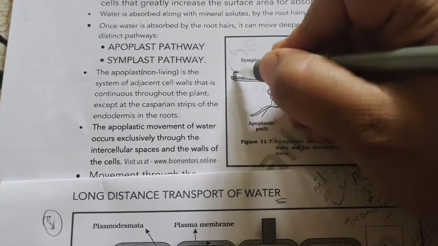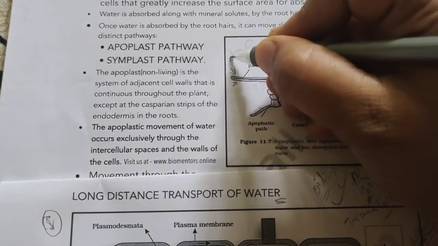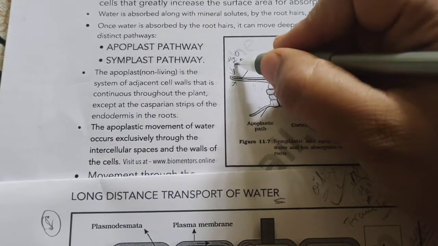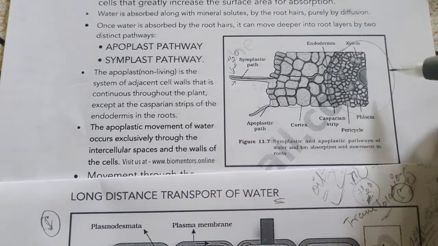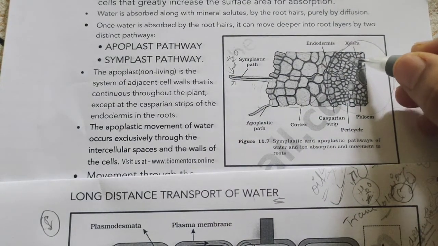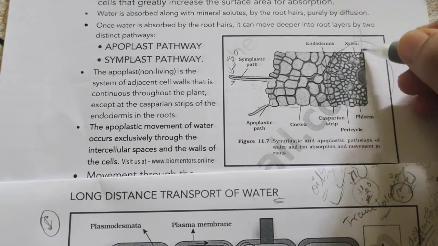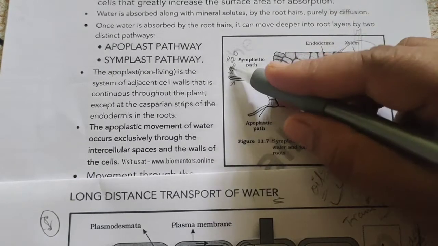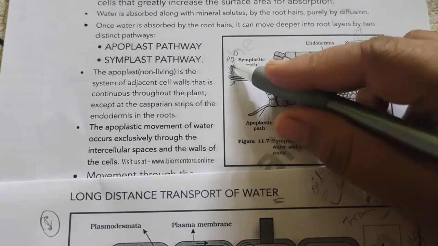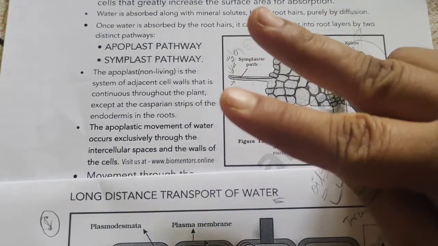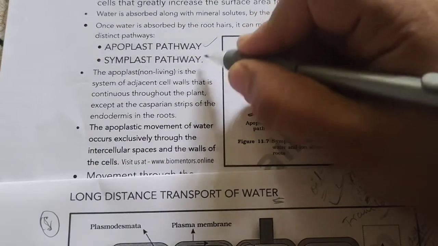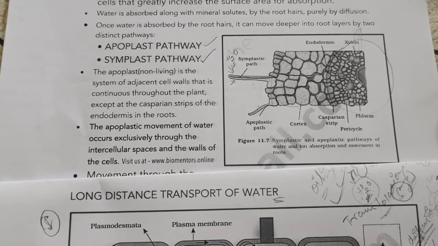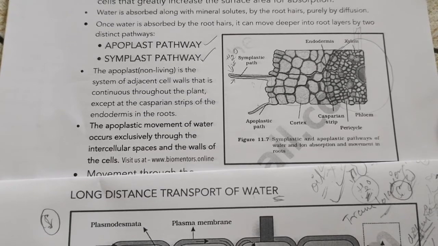Here the root hairs are involved in the absorption of water and mineral nutrients. Once this water is absorbed, it now has to reach the xylem so that the translocation of water may take place through the xylem. But how does this water reach the xylem? This absorbed water reaches the xylem in two different pathways: one is the apoplast pathway and the other one is the symplast pathway. So what do we mean by apoplast and symplast?